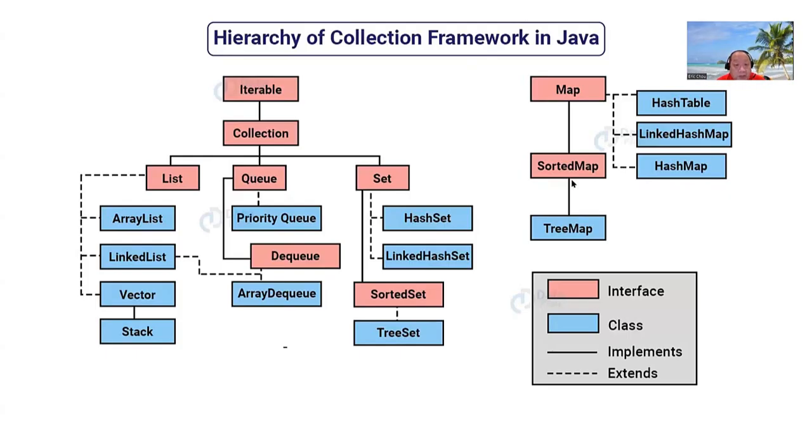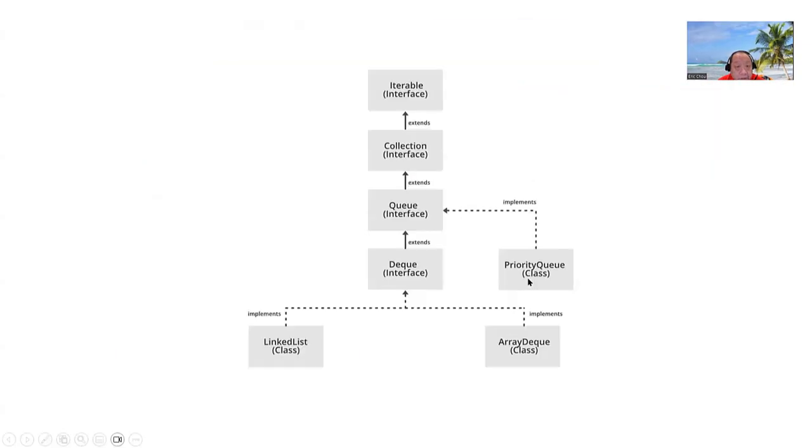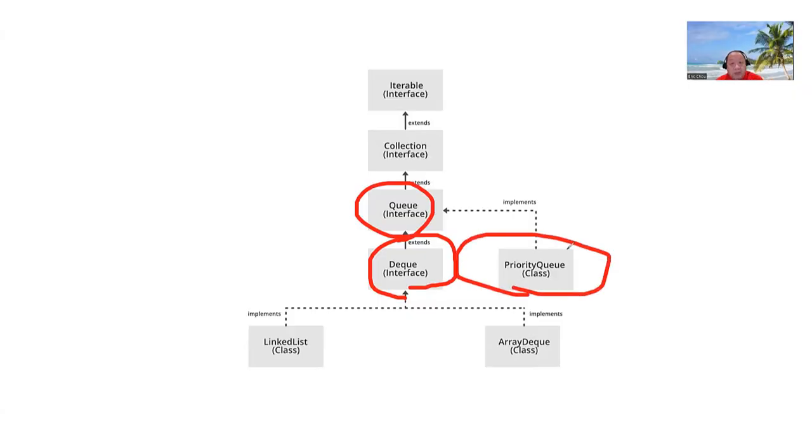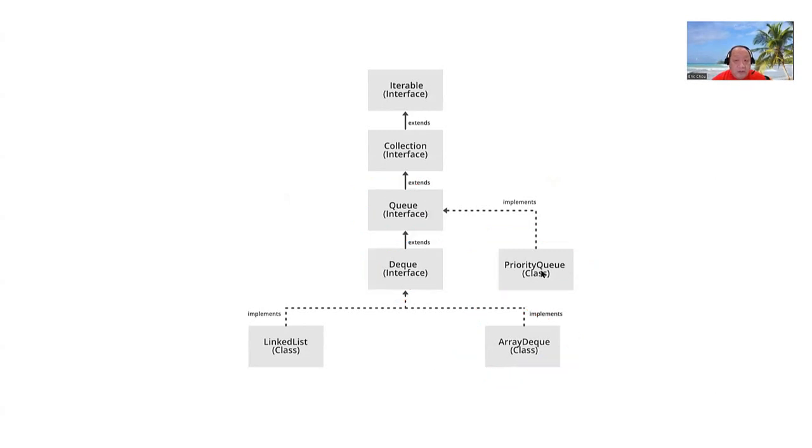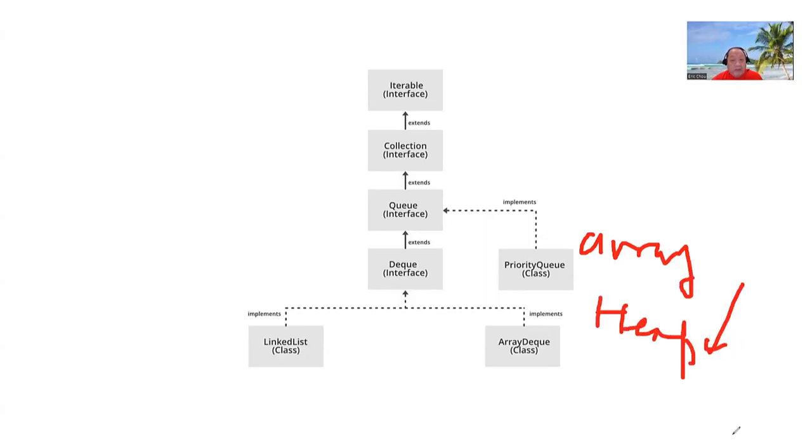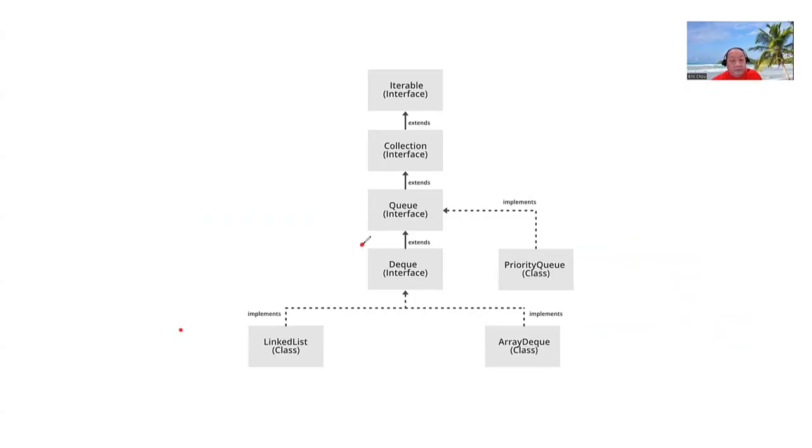So now in chapter 11, we talk about this priority queue. Priority queue is actually a DQ, a queue. Priority queue is a queue, and it is a concrete class, just like ArrayDeque is also a concrete class. Now, priority queue has many different kinds of implementation. You can implement it as an array. You can implement it as a heap. So today we are going to talk about heap as a priority queue.